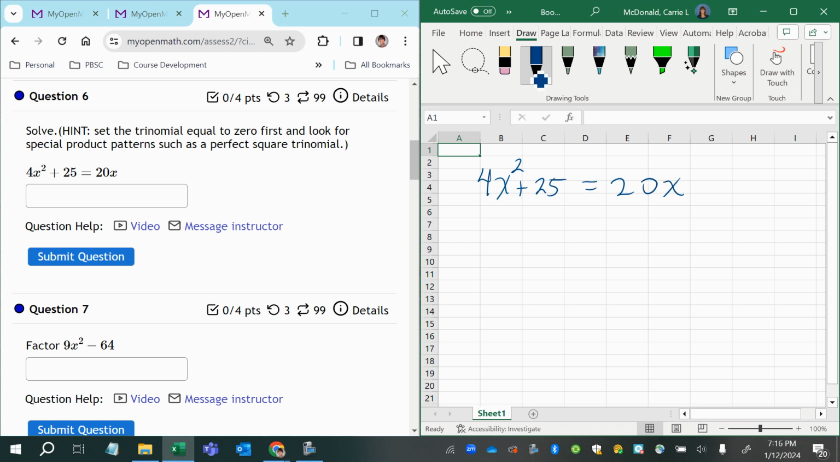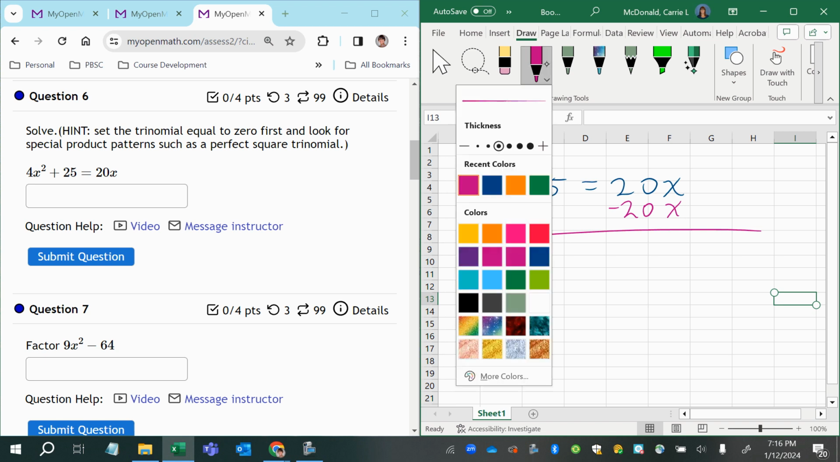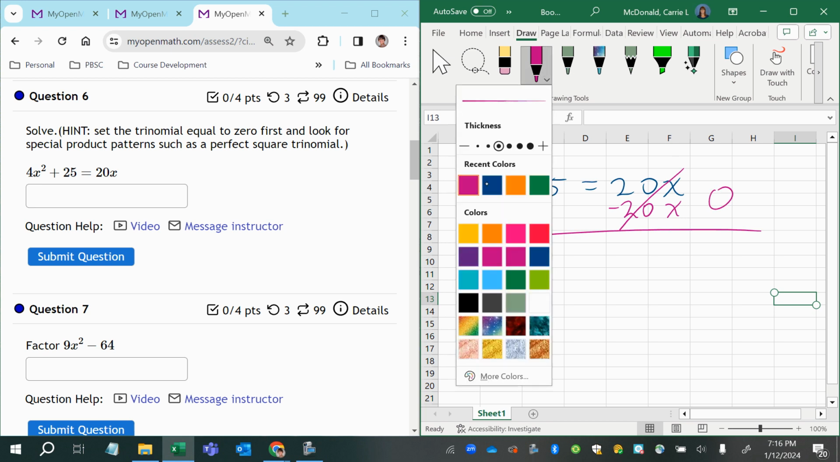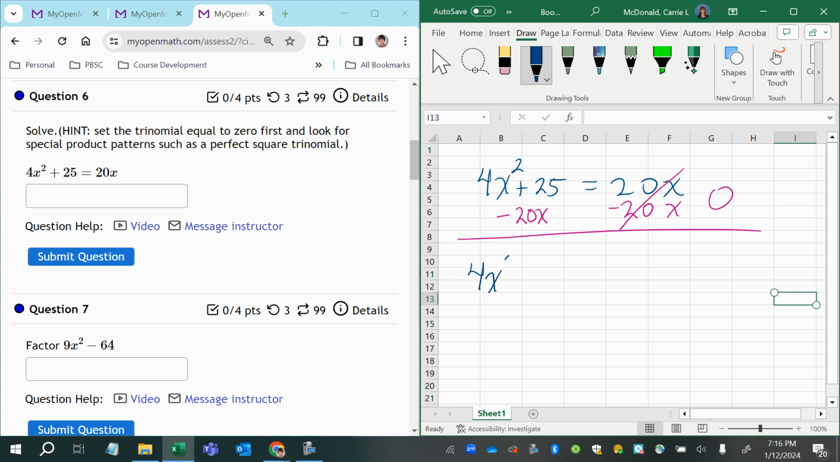Now, if I want to set this equal to 0, I can subtract everything from one side of the equation, making sure to also subtract it from the other side, leaving nothing on one side and everything else on the other side. So this 20x on the right minus 20x zeroes out, which is what we wanted. We wanted 0 on one side of the equation. And then we have 4x squared minus 20x plus 25 equals 0.